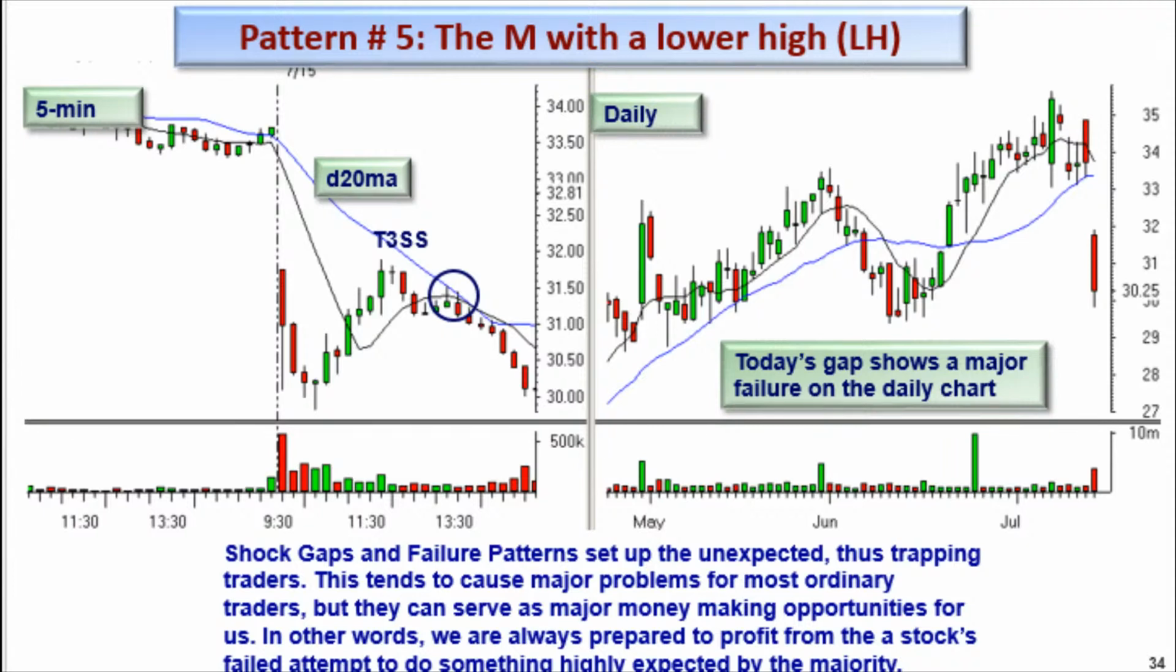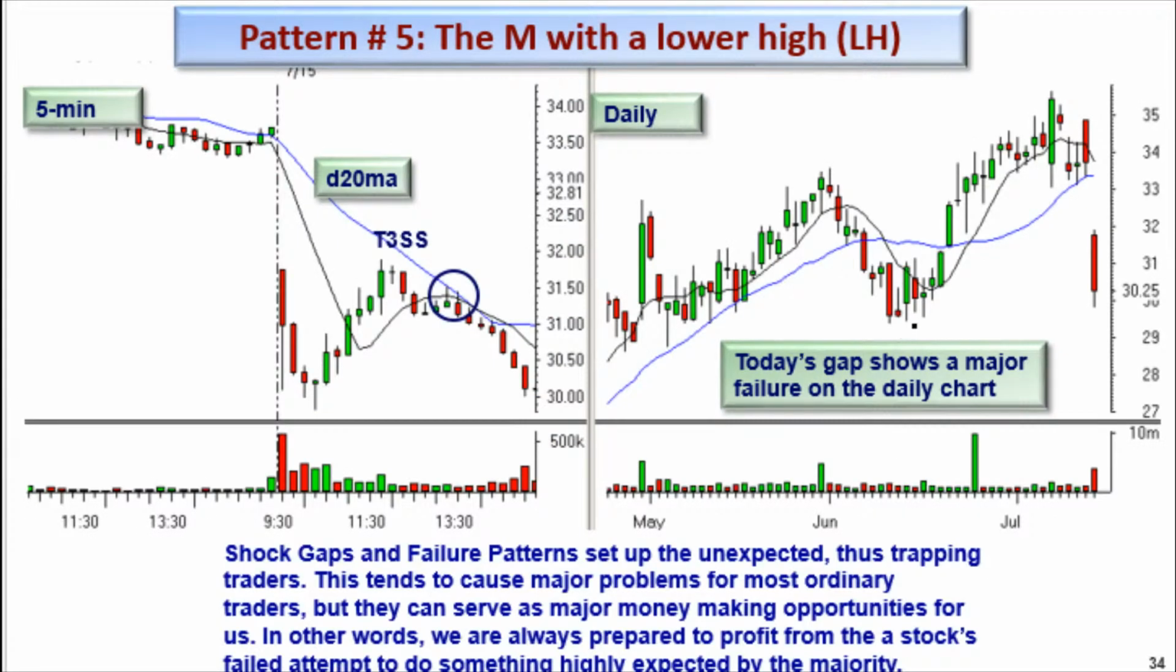Notice on the daily chart, shock gaps and failure patterns set up the unexpected, thus trapping traders. This tends to cause major problems for most ordinary traders, but they can serve as major money-making opportunities for us. In other words, we are always prepared to profit from a stock's failed attempt to do something highly expected by the majority. What was highly expected by the majority? Well, it was in an uptrend.